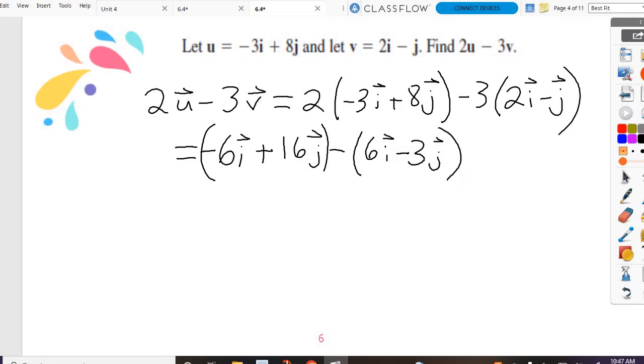Okay, so then I'm subtracting. So -6i minus 6i gives us, and then 16j minus a -3j gives us 19j. And that's my answer.